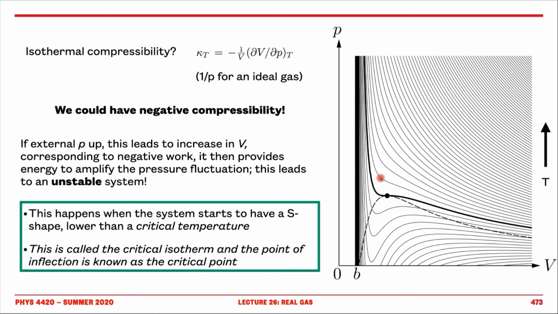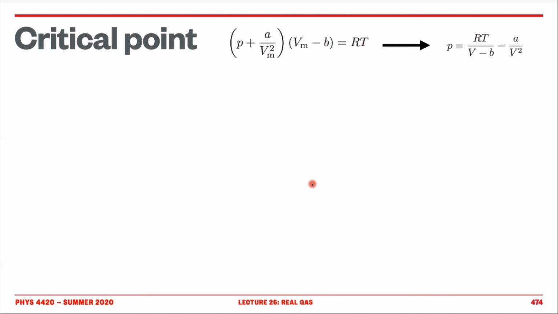So this is very important. Below the critical temperature, you start to have this weird behavior where you have a local minimum, which means that there are two possible volumes for a given pressure. This is quite interesting, and we are going to discuss this more. Let's try to understand the critical point. Let me remind you, the critical point is when this equation has basically two solutions for a given pressure, and the pressure is a function of the volume.